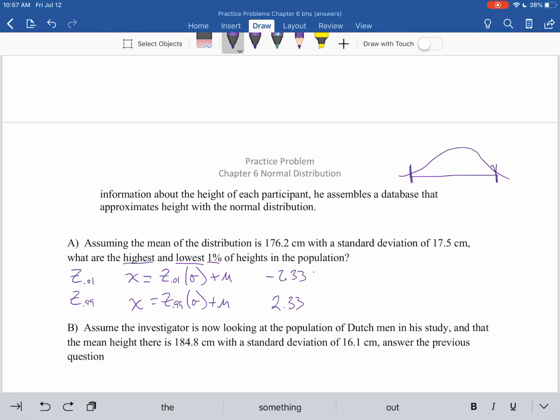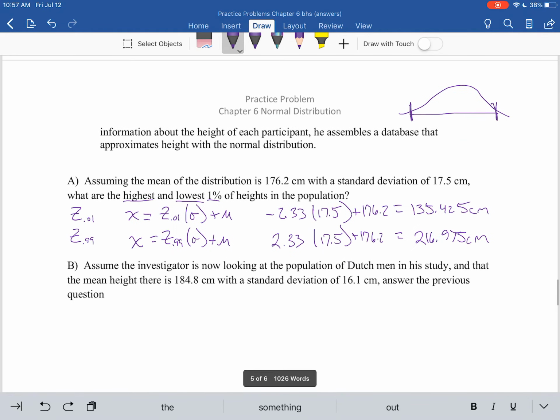We're going to times it by our standard deviation of 17.5 plus our mean of 176.2. Write it down here as well, plus 176.2. And then our lowest value is 135.425 centimeters, and our highest value is 216.975 centimeters. So this is the lowest and highest heights in this population given their mean and standard deviation.